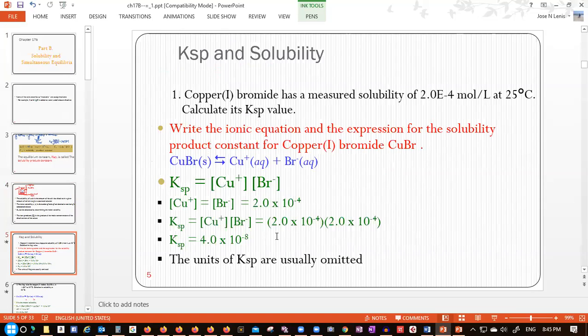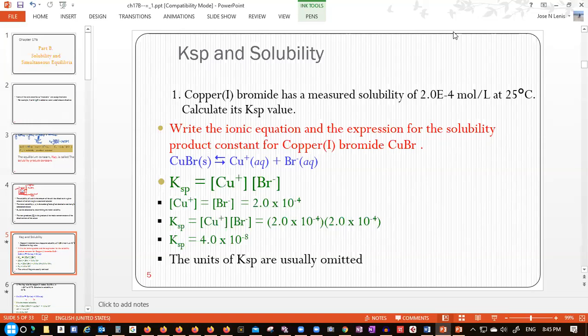So here is the first problem, and I'll show you how to solve this type of problem. It says copper 1 bromide has a measured solubility of 2.0 times 10 to the negative 4 moles per liter at 25 degrees Celsius. Calculate its KSP value. So in this case, solubility is given, and we need to find KSP from that. So those are the steps.